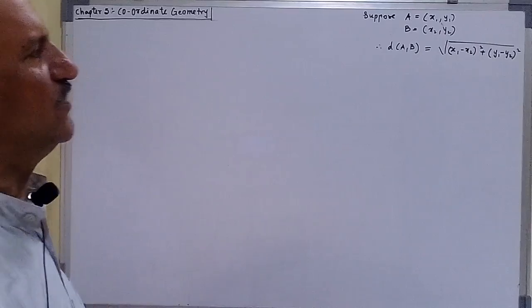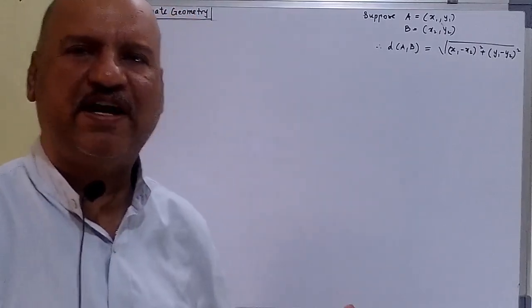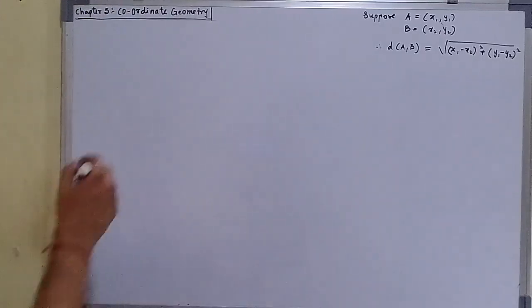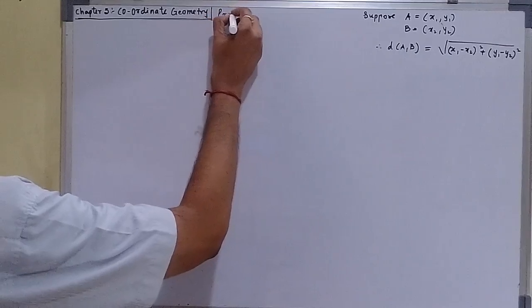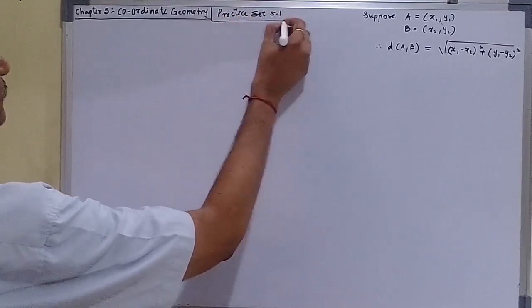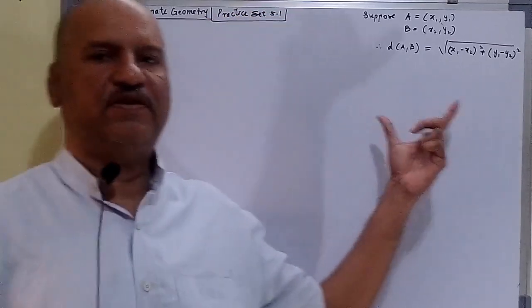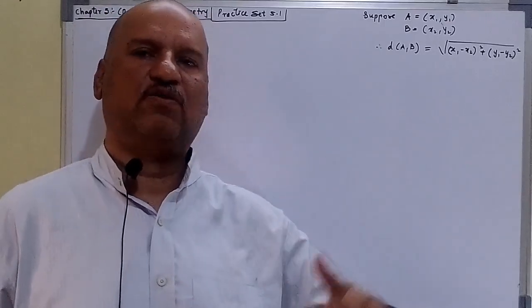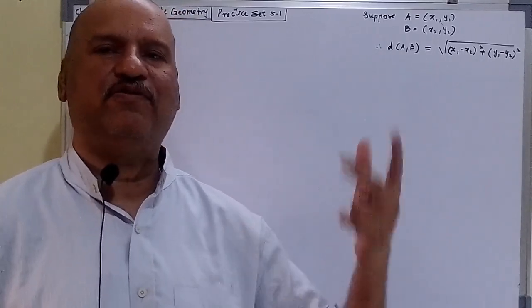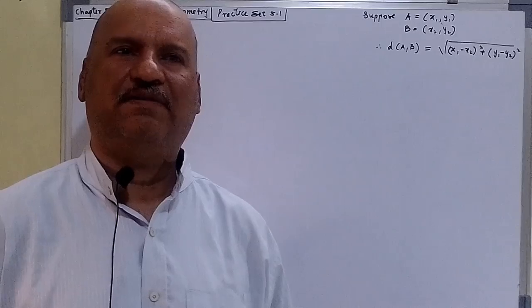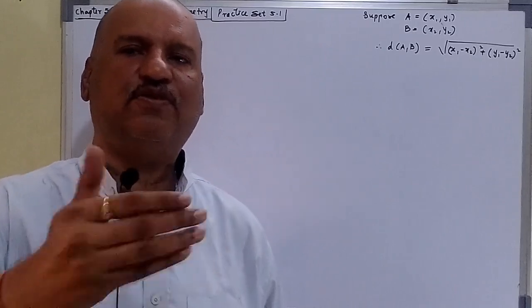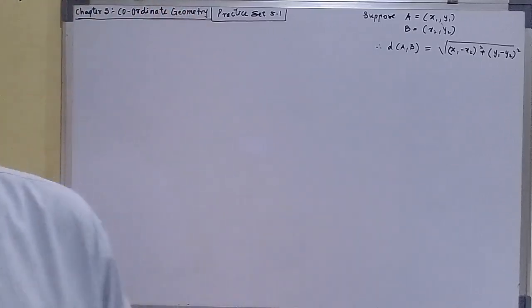x2 minus x1 or x1 minus x2, because we don't know which coordinate will be greater and which will be smaller. Chalo. Now we start with the practice set. I have given you this formula. Slowly we will evolve this, how to use it, and where and how you can determine quadrilaterals and equilateral triangles based on this distance formula. Such questions come, and I will explain them. Let us start now.